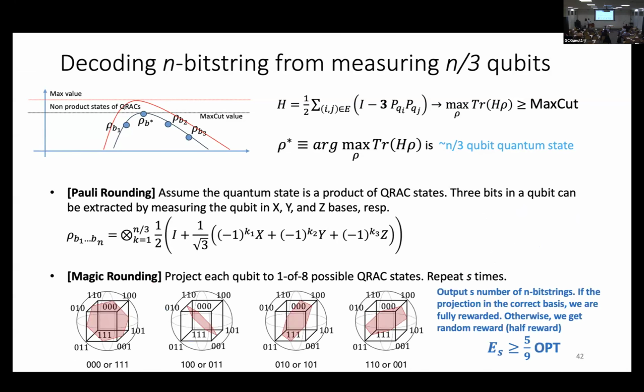The second one is what we call magic rounding. Pauli rounding can be very bad because the state is highly entangled, and entanglement actually destroys the solutions. But magic rounding is a random projection that makes it look like a depolarizing channel, so it still preserves the quantum state if you do it randomly. By this rounding, we can guarantee a solution better than half, which is trivial, and 5/9 for this case. It depends on the random score. We have some theoretical guarantee of the quality of the solution by this magic rounding. I'll not go into detail, but there are ways to extract this.